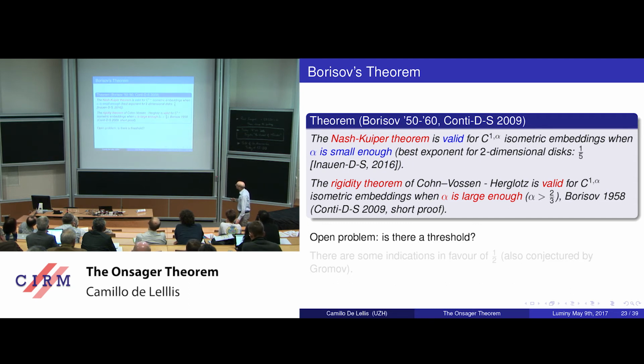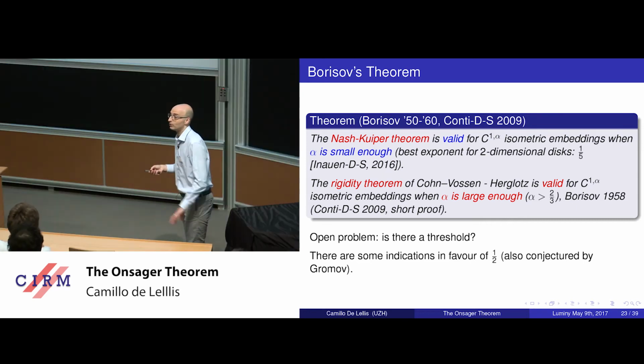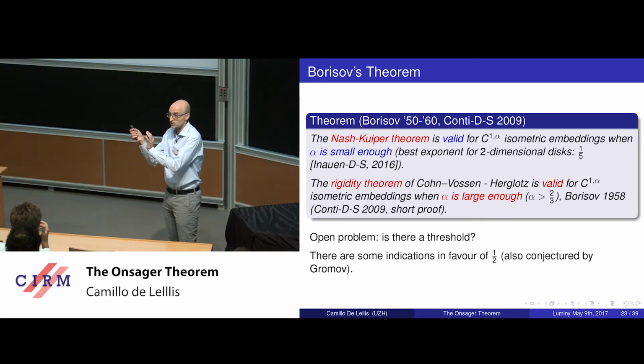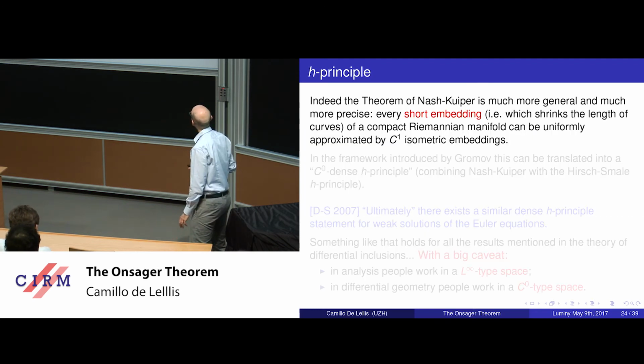Here, unfortunately, there is no physics guiding us to a guess of what the threshold should be. But there are some indications in favor of 1/2. And actually, this is now a conjecture of Gromov that 1/2 distinguishes between rigidity behavior and flexibility for the isometric embeddings. OK, so let us go back to the Euler equation.